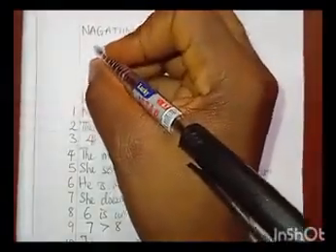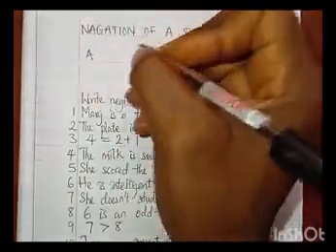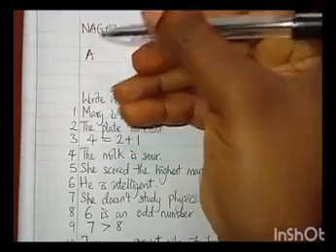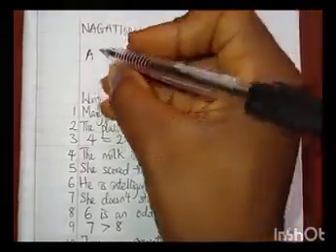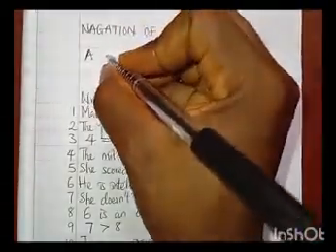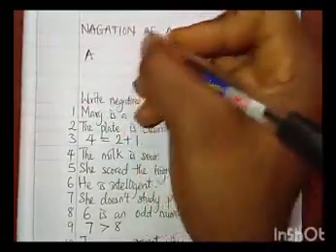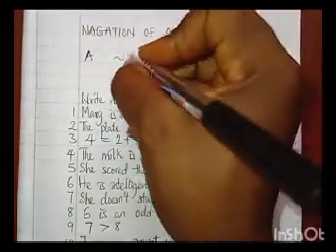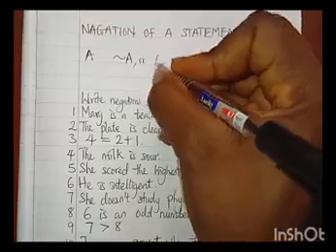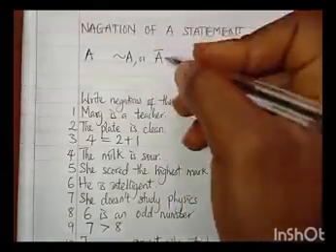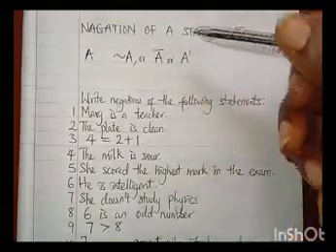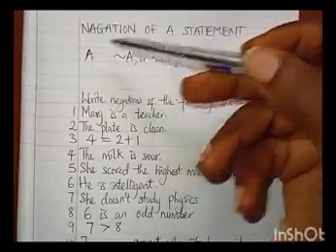So how do we write the symbol for negation of a statement? If A, for example, is a statement, because statements we could symbolize with capital letters or small letters as the case may be, then its negation is going to be not A. So this is A, this is not A. Or we can say bar A to represent this is not A. Or we can say A prime to say this is not A.